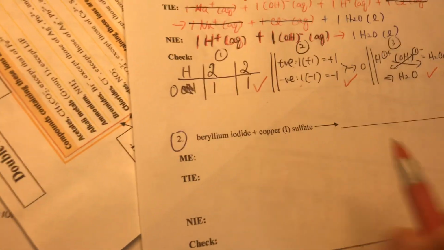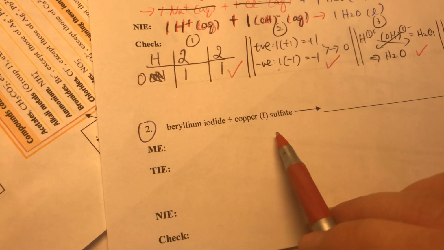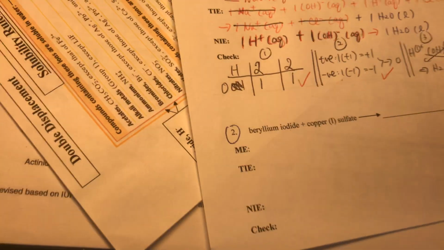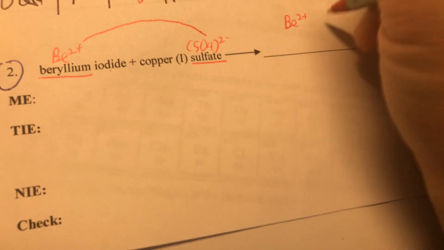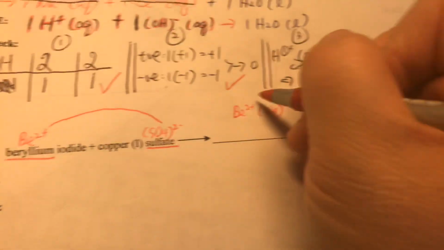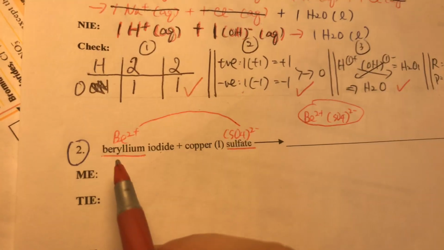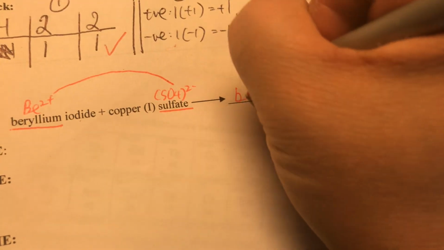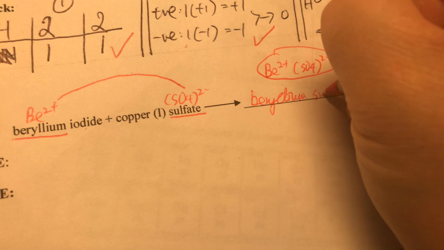Okay, now let me show you number 2. So number 2, beryllium iodide and copper 1 sulfate. If you check the solubility, you know that they are aqueous. Okay, so red pen, beryllium is Be2 plus, and then the sulfate is SO4 2 minus, and then when I draw the rainbow and I bring the cloud here, so Be2 plus, SO4 2 minus in the cloud. And then for the name, I just write beryllium sulfate. Right, that's a red pen.